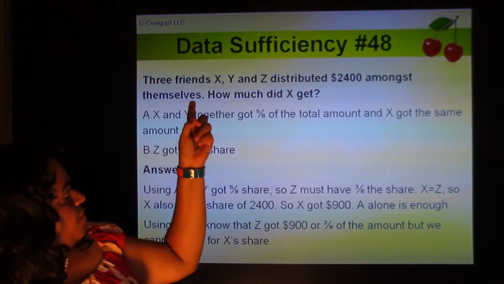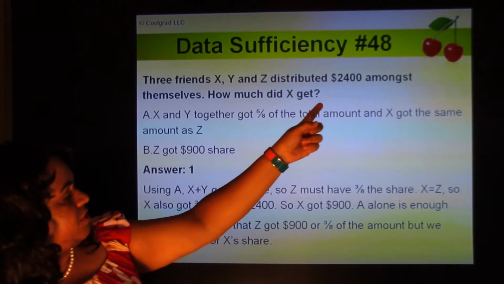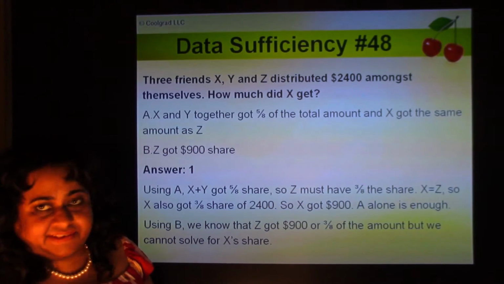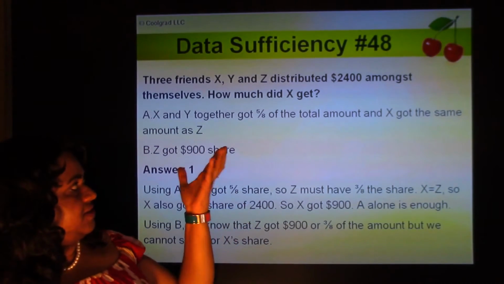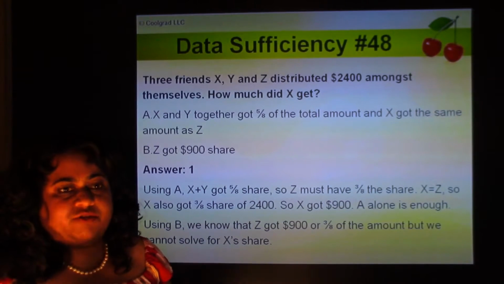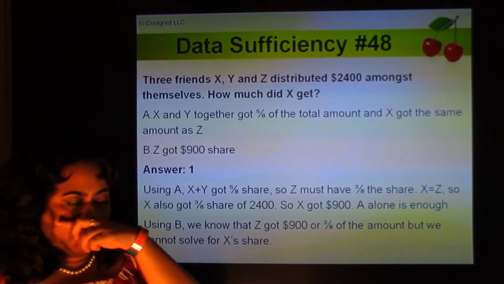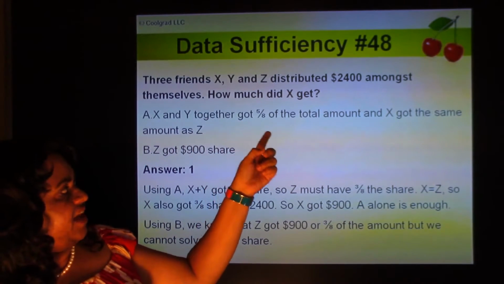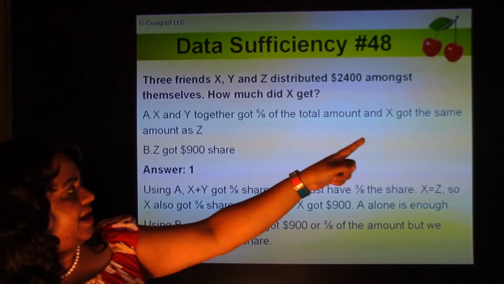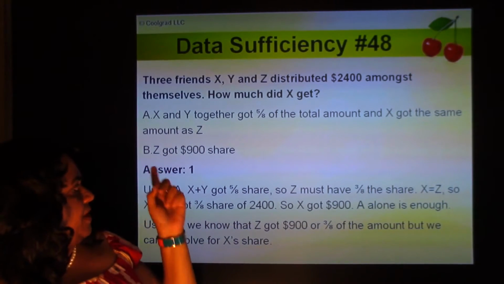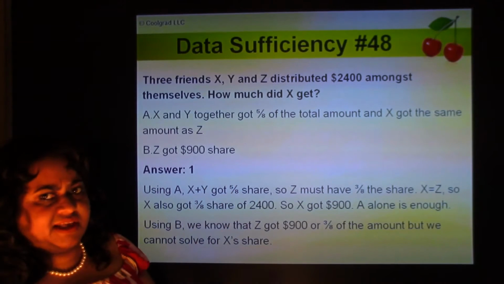Question 48. So 3 friends X, Y, and Z distributed $2,400 among themselves. How much did X get? So these are classic problems, okay? There's X amount divided between 3 or 4 friends. You have to calculate how much each one gets. So statement A, X and Y together get 5/8 of the total amount, and X got the same amount as Z. Statement B, Z got $900 as his share.